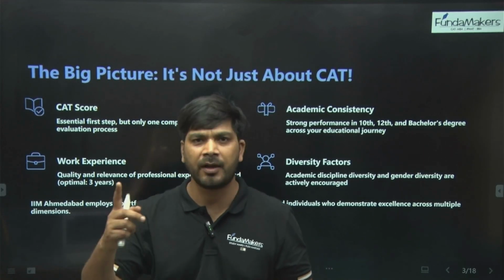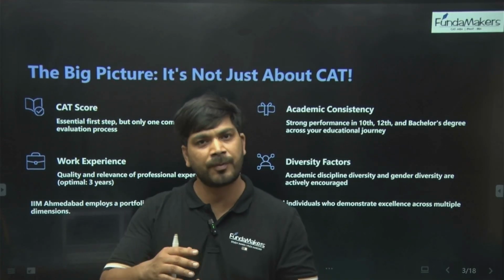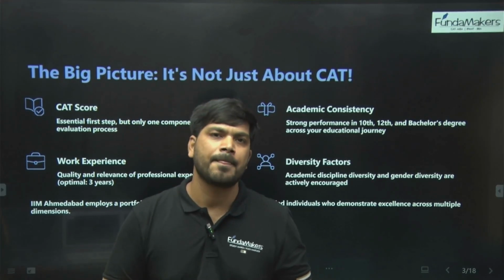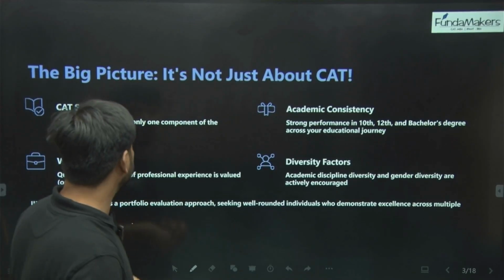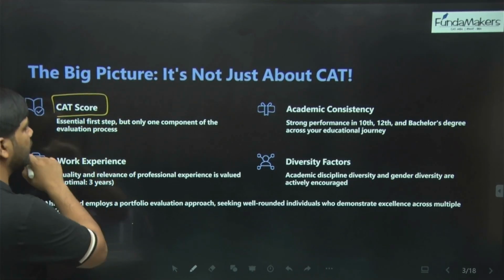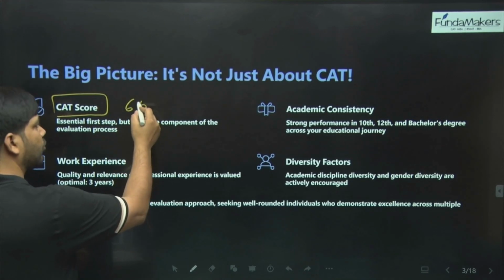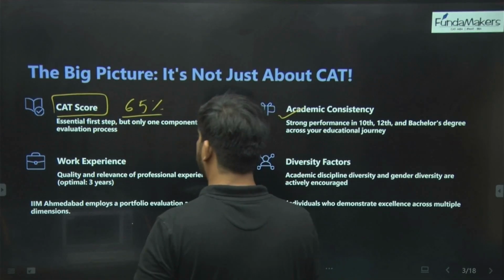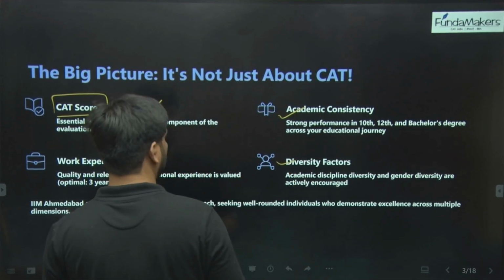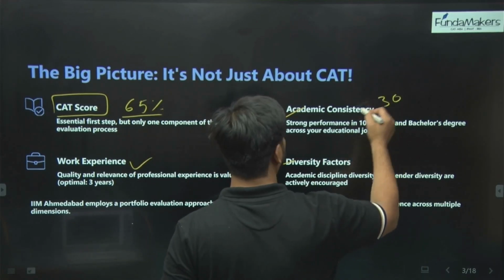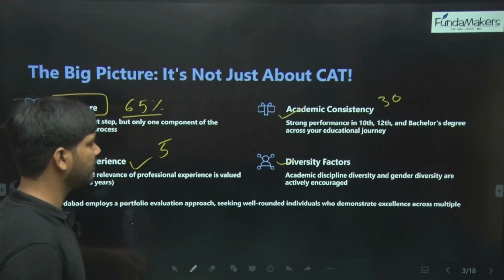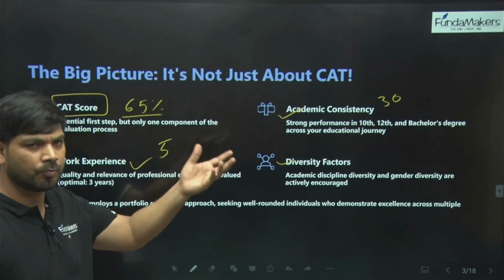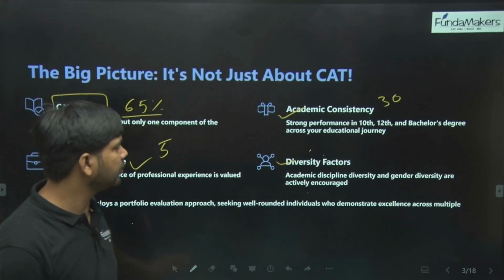A high percentile does not guarantee your selection, obviously, especially in the case of IIM Ahmedabad, because the selection criteria is a bit different from what you might see in other colleges. So we'll decode that. The first thing is the CAT score, which is around 65% of your total shortlisting process, and your academic consistency, your work experience, and your diversity factors again matter a lot. Academic consistency is around 30%, 5% goes to your work experience, and you get some diversity factors. For example, if you're a female student, you get 2 extra points. This is not a very strong factor here.